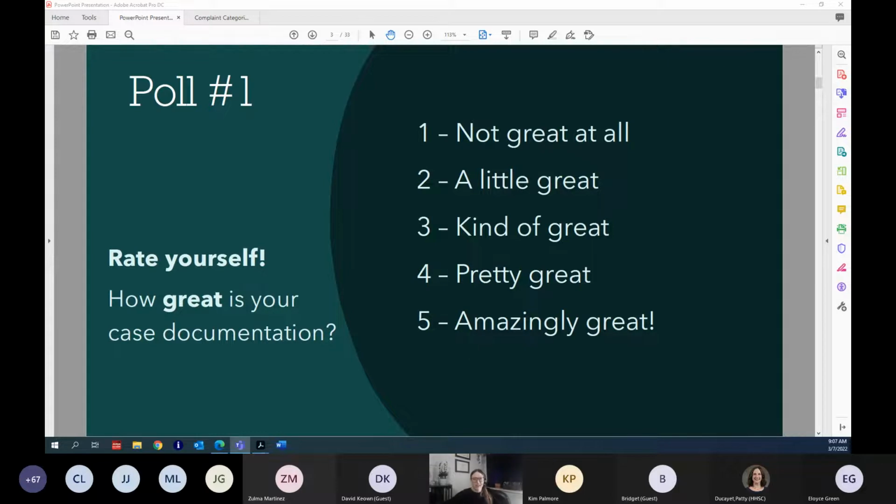Sorry about that. Okay, so 1 through 5, 1 being the worst, 5 being the best. How great is your documentation? And here we go. Launching. So again, if you can't see the slide there, 1 being the worst, 5 being the best, rate yourself. How would you say you do at documenting your cases and activities in WellSky? And it's anonymous, so feel free to be honest.